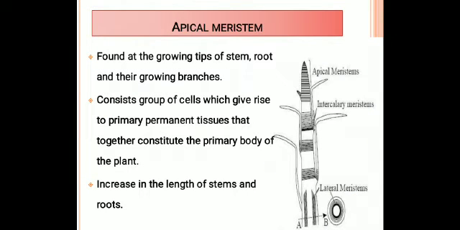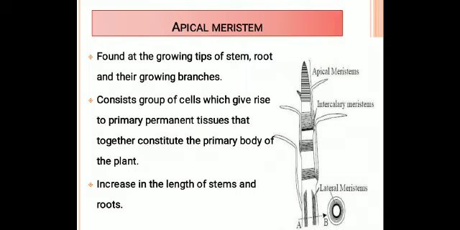What is apical meristem? Apical meristem is found at the growing tips. You can see in the picture, that is the growing tip. It is the shoot tip, and the same way the root tip of the stem. It is found in the growing tips of the stem, root and their growing branches.